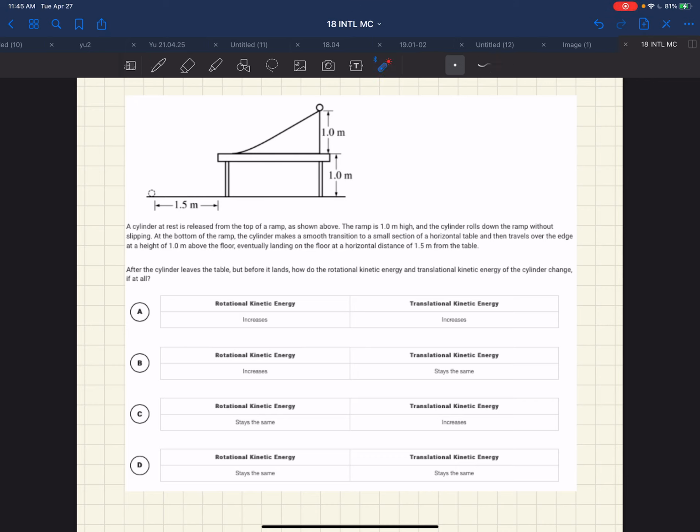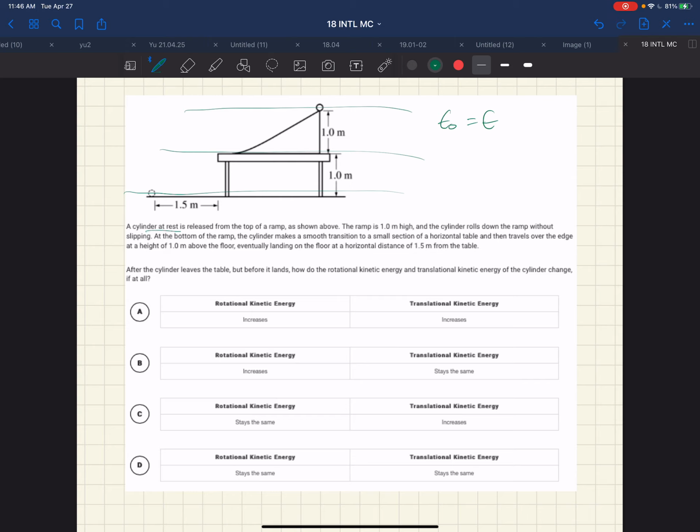Here we see a ball at the top. It will slide or roll down this inclined plane, shoot off, and it looks like it lands there. So we can see that we have changes in height and changes in velocity going on. So this is most likely a conservation of energy question.